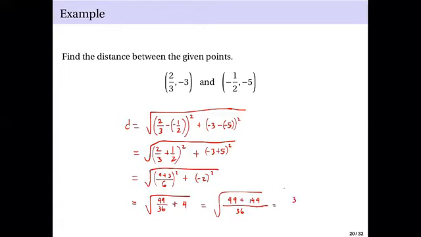So I'm not sure if 193 is a perfect square. But at least I know 36 is a perfect square. So maybe let's just write square root of 193 over 6. At least this is rationalized. So this is the distance between the 2 points.